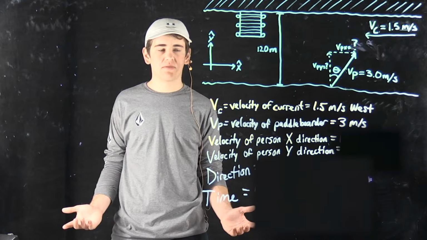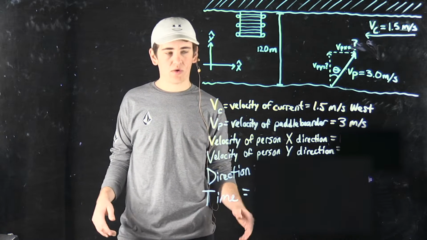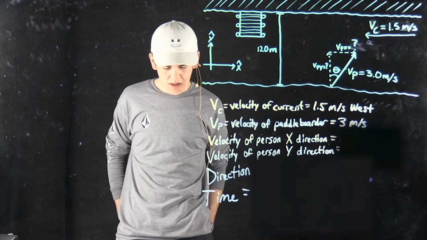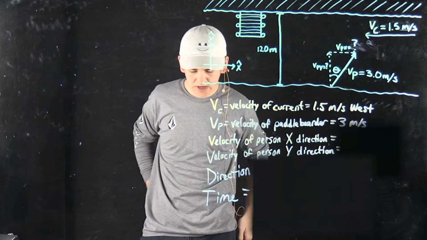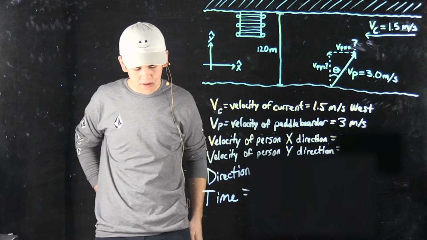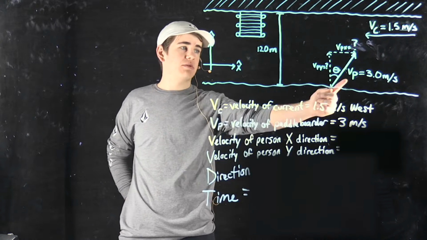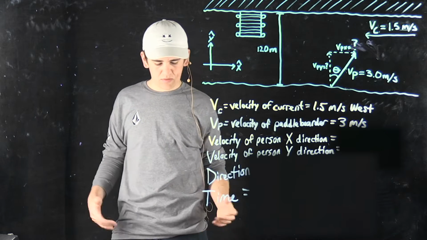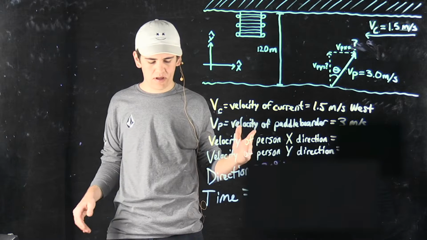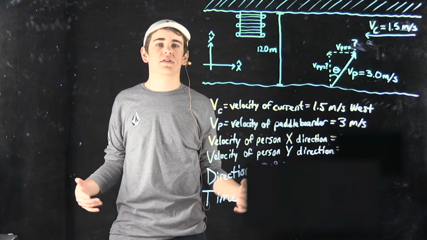The problem is a stand-up paddleboarder needs to paddle north across a 120-meter wide harbor. The tide is going out, creating a tidal current that flows to the west at 1.5 meters per second. The paddleboarder can paddle with a speed of 3 meters per second. In which direction should she paddle in order to travel straight across the harbor, and how long will it take her to cross? So here it is.